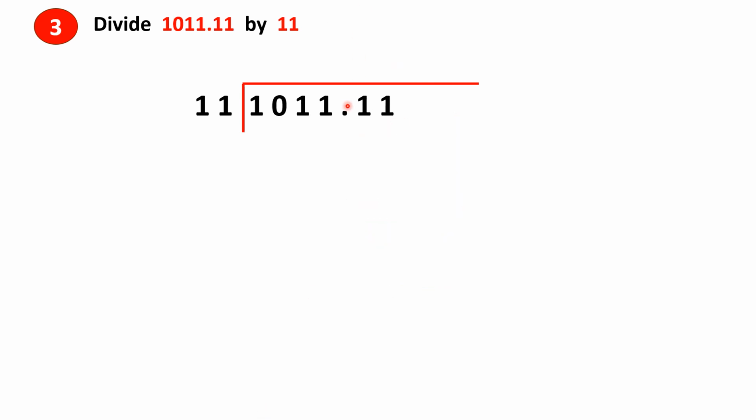Problem 3. In this problem, the dividend has both the integer and the fraction part. The divisor has 2 bits. So let us compare the divisor with the first 2 bits of the dividend. So 10 is less than 11. So we can put a 0.